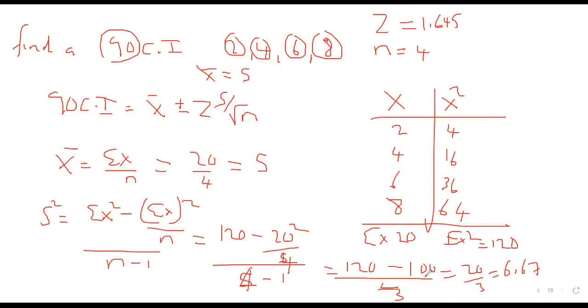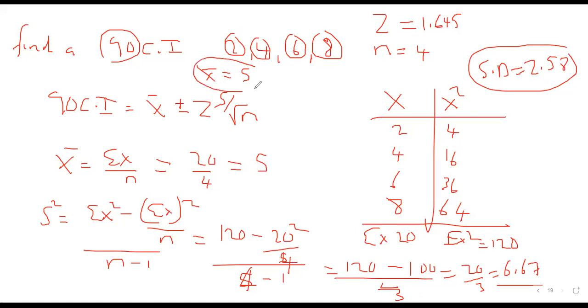Okay. What is the square root of 6.67? 2.58. So our standard deviation is what? 2.58. So we now have all the things that we need. All right. Our mean is 5. Our N is 4. Our standard deviation is 2.58. And our Z at 90% is what? 1.64.